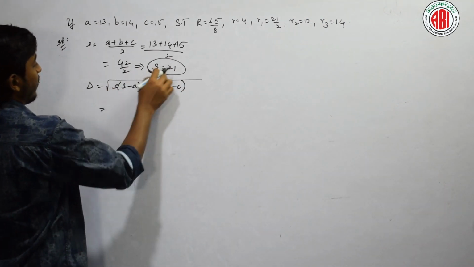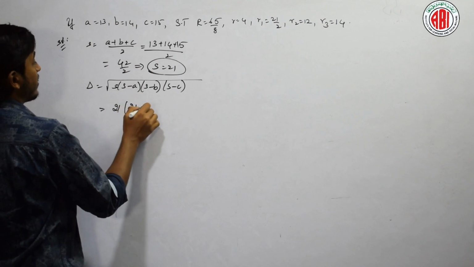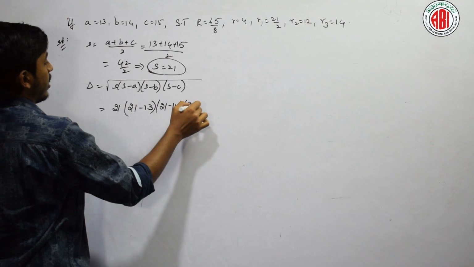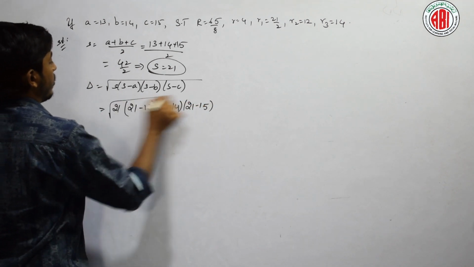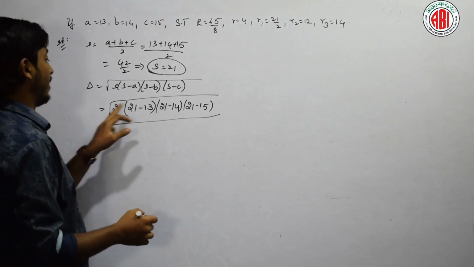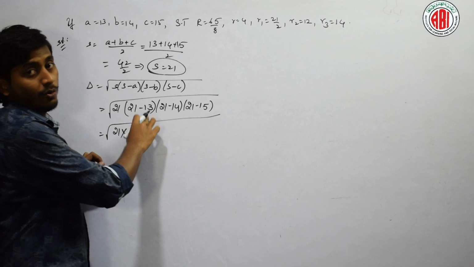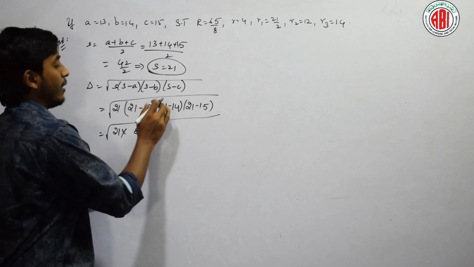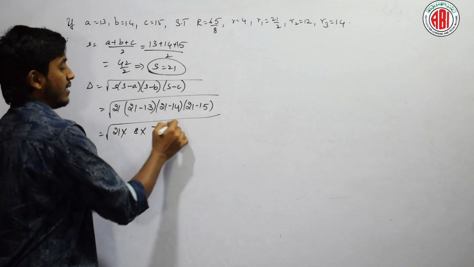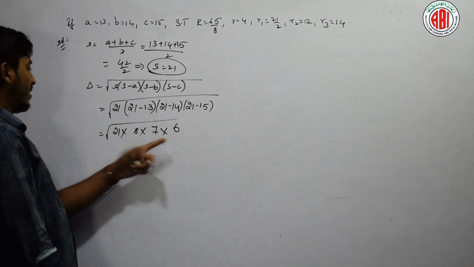Just tell me the value of S. 21 into 21 minus 13, 21 minus 14, 21 minus 15 into under root. Yes or no? Just clear. 21 into 21 minus 13, how much is it? 8. 21 minus 14, 7. 21 minus 15 is 6. Is it right? Fine. How to find the square root of this?